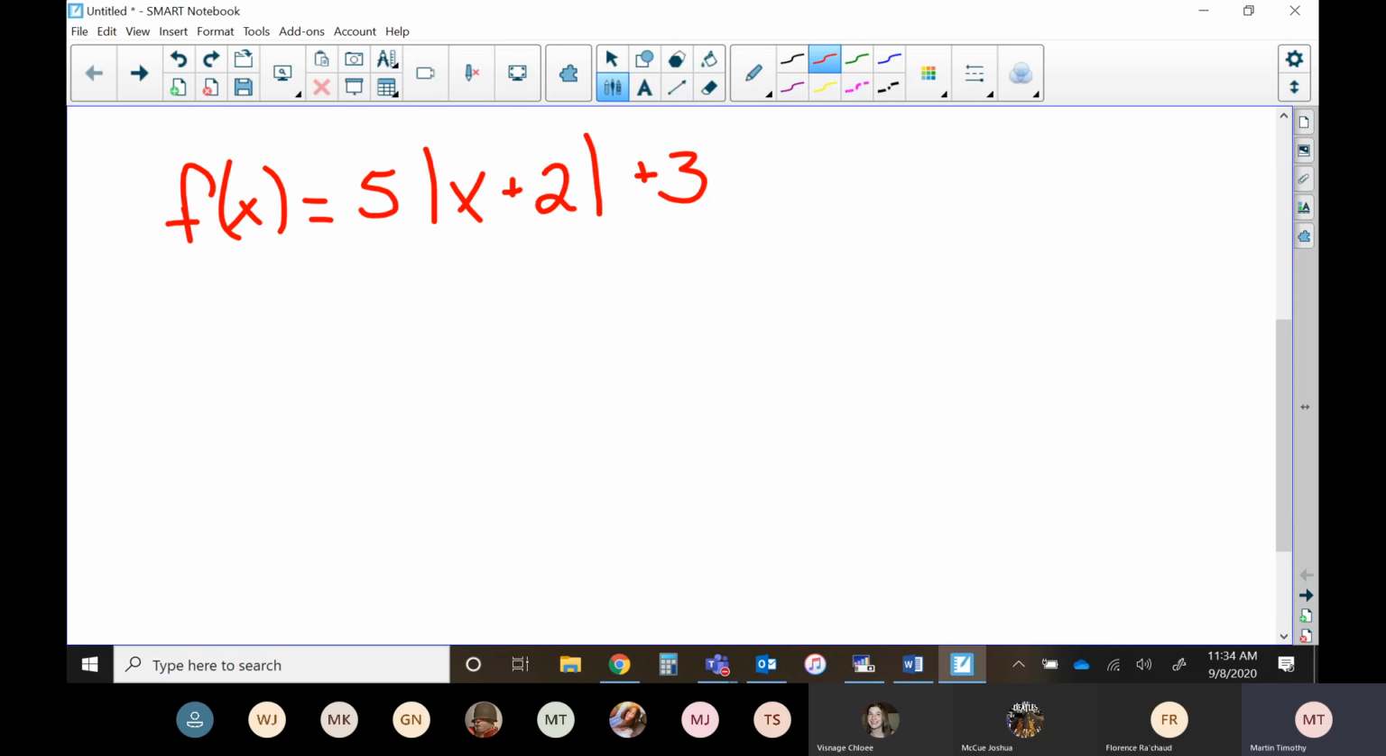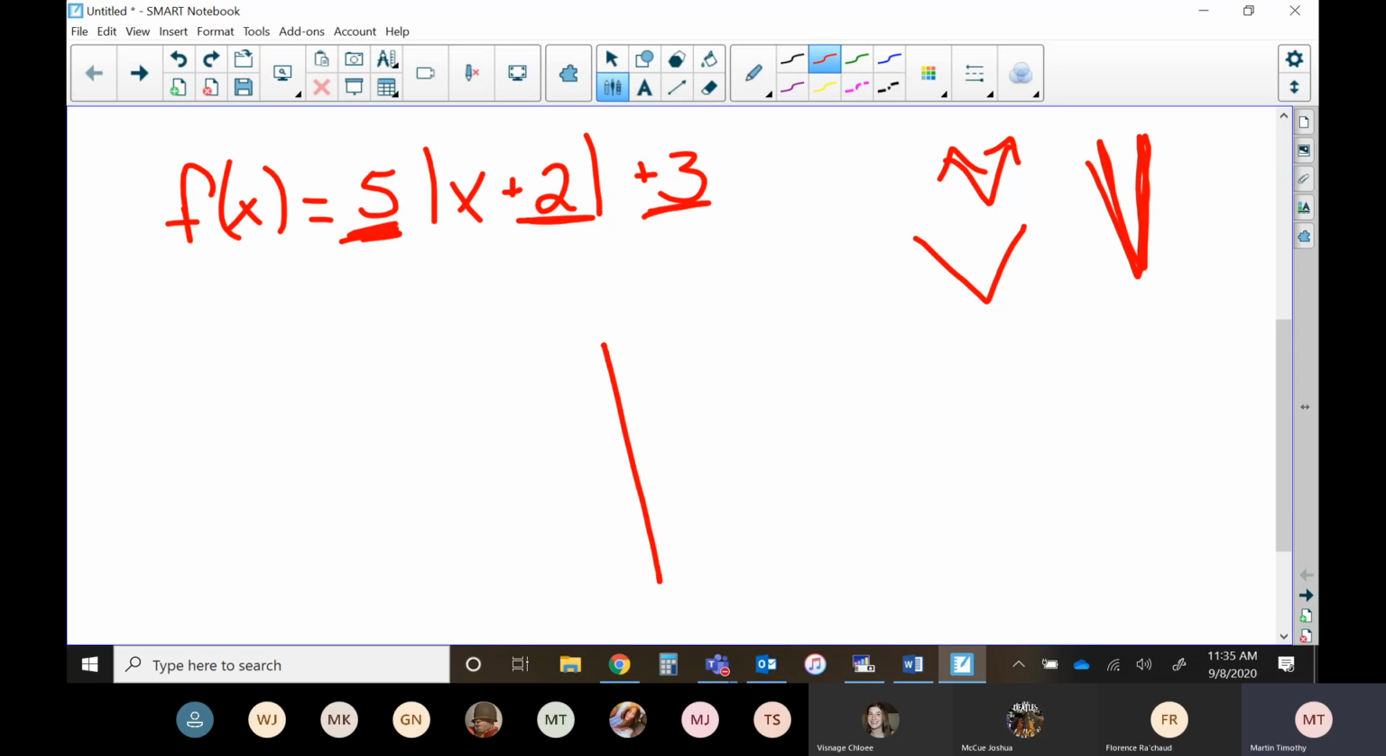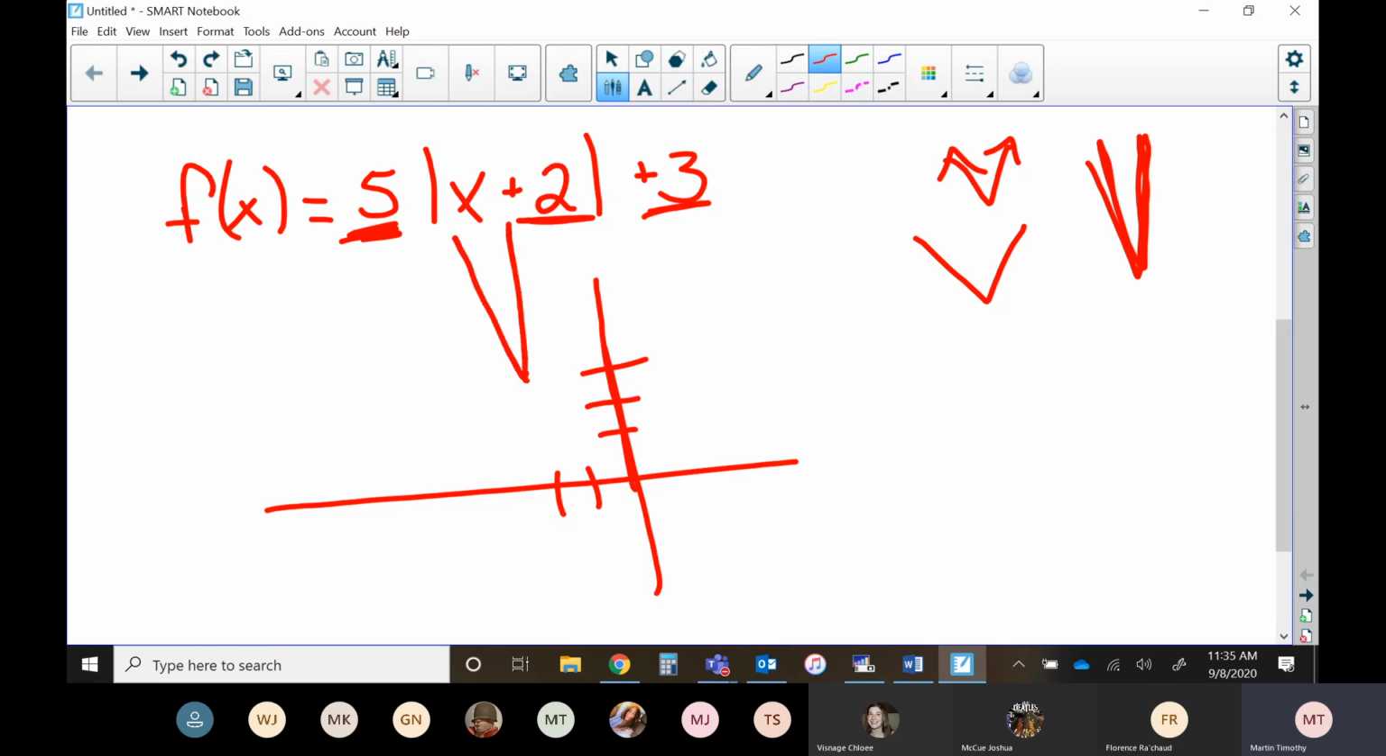Why'd you say V shape? So I know it's going to be a V shape. What else do I know about this thing? Left 2. What does a stretch by 5 mean? It's going to get really skinny. So normally my normal V is like this. This is going to be really skinny, almost straight up and down, because that's a big 5. That's going to stretch it really high. And up 3. So that means I'm going to be left 2, up 3, and I'm probably going to be at a shape like this.